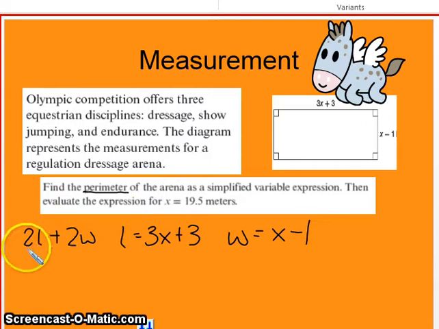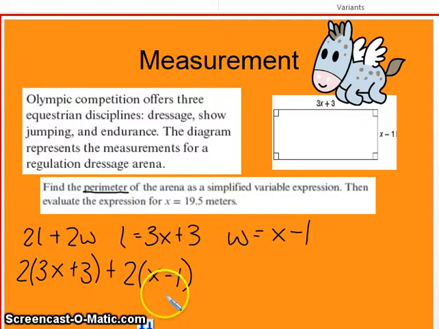So I'm going to use my expression for perimeter, and everywhere I see an L, I'm going to plug in 3x plus 3. Everywhere I see a W, I'm going to plug in x minus 1. So I've got 2 times L, which I know is 3x plus 3, plus another 2 times the W, and I know W is x minus 1.